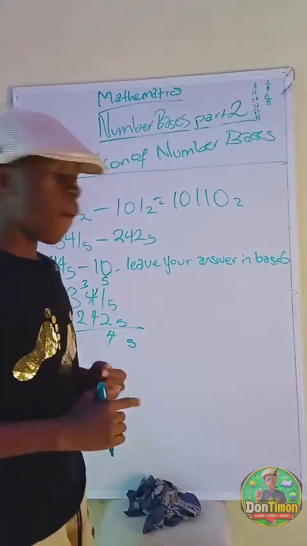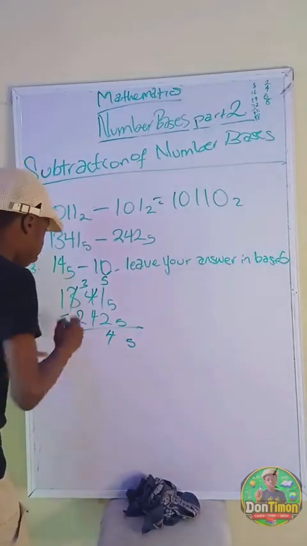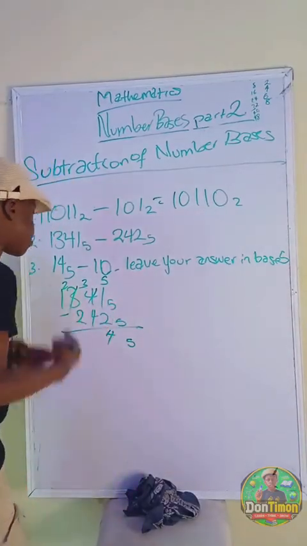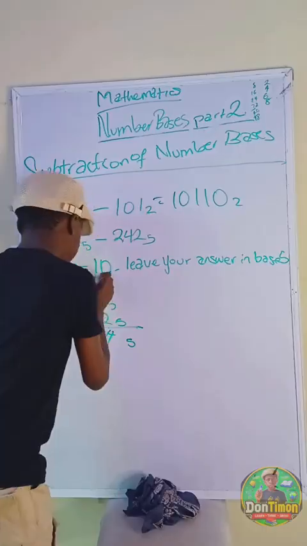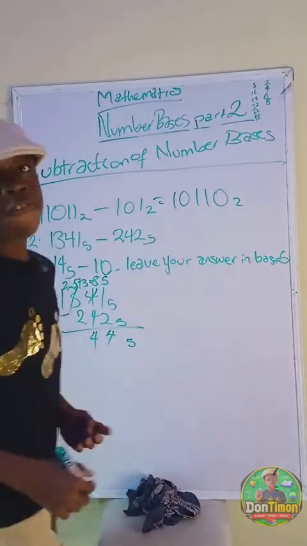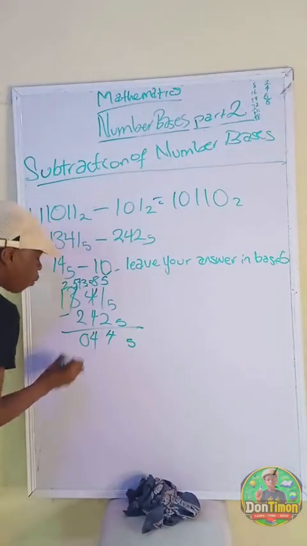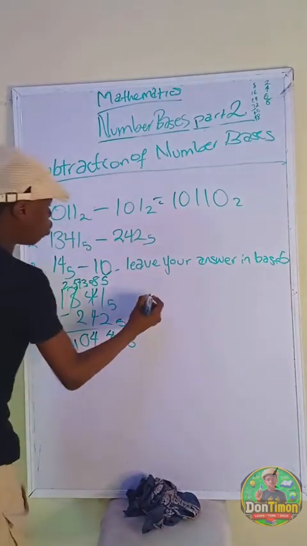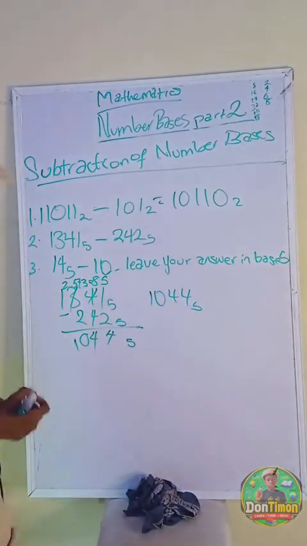3 minus 4, it's not possible. We borrow 1 from this 3, turning this 3 to 2. And as I told you before, the base 5 is what I'm going to write here. So 5 plus 3 is 8. 8 minus 4 is 4. 4 is lesser than 5, so that's why we can write it. 2 minus 2 is 0. 1 minus nothing is 1. Our answer is 1044 base 5. Hope you understand.